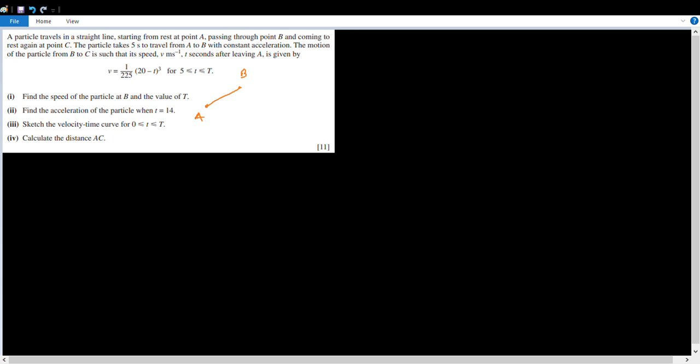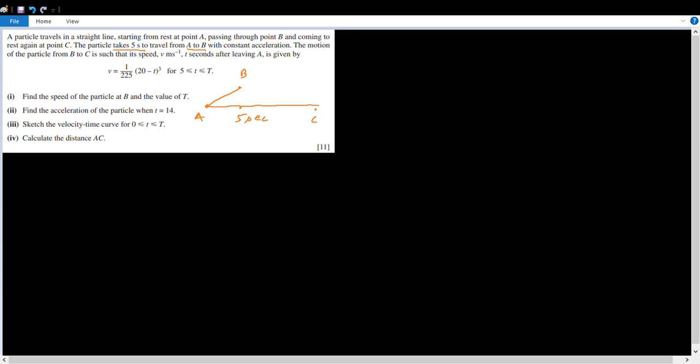So coming to rest again at point C. So for example, there is a point C here and this particle is coming back to rest. So at point C, the particle takes 5 seconds to travel from A to B. Means when it is at B, it has taken 5 seconds, means t is equal to 5. So when it is at B, t is 5.